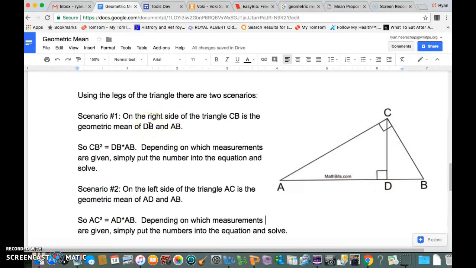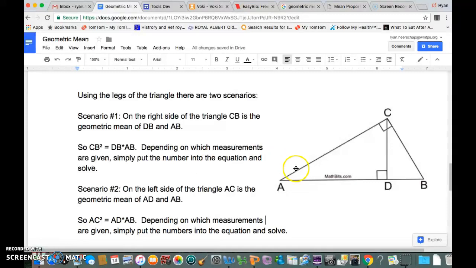So scenario one is that on the right side of the triangle, CB, which is this leg of the large right triangle, that is your geometric mean of the segment of the hypotenuse next to the leg, so DB, and the entire hypotenuse of the large triangle, AB. All right, so CB is the geometric mean of DB and AB. So we can use that same formula from before, CB squared equals DB times AB. And that's a simpler way of taking the square root of the product of two numbers. And depending on which measurements are given, plug those numbers into the equation and then solve.